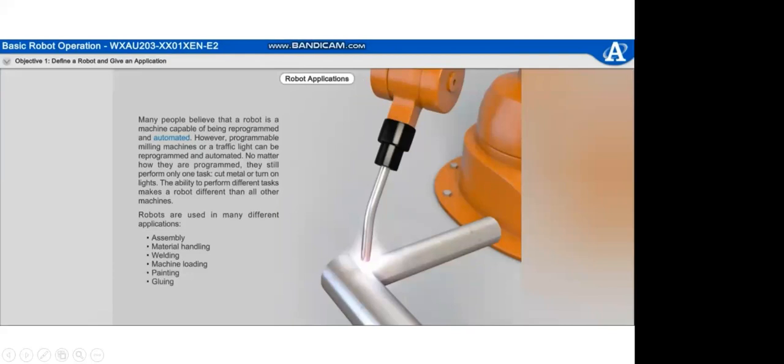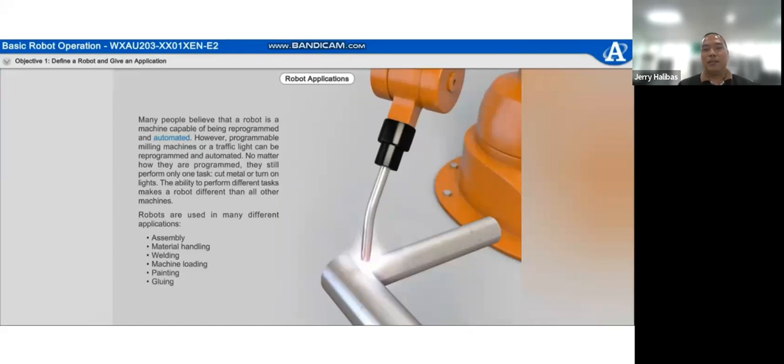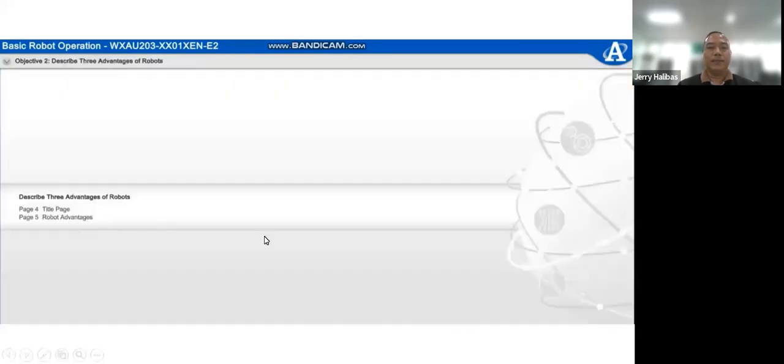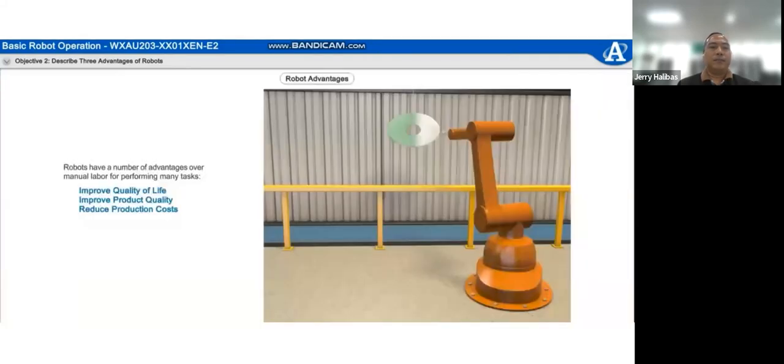Okay, so let's continue. But anyway, you can always review on the YouTube channel. The next is to describe the 3 advantages of robots. Robots have a number of advantages over manual labor in performing many tasks. One of which is improved quality of life. Another is improved product quality. Then next is reduced production cost.